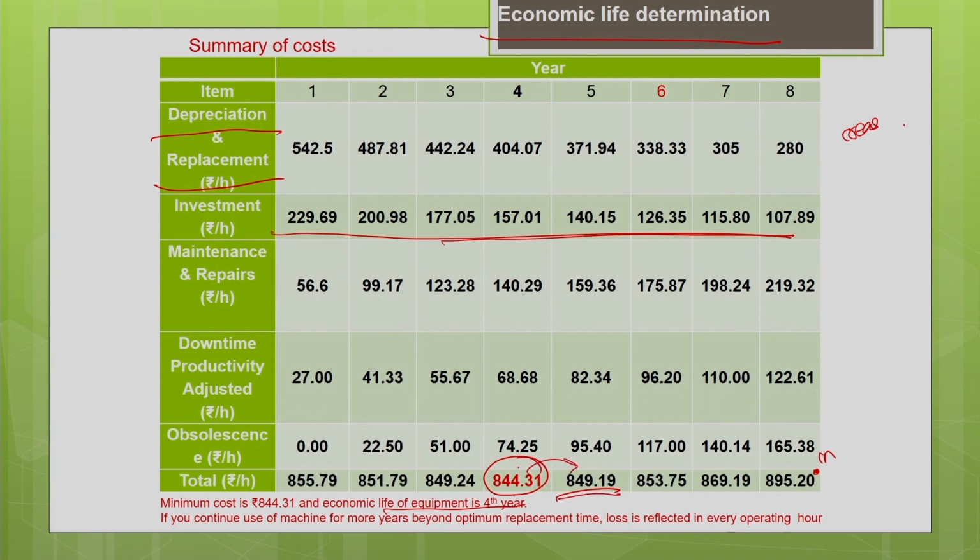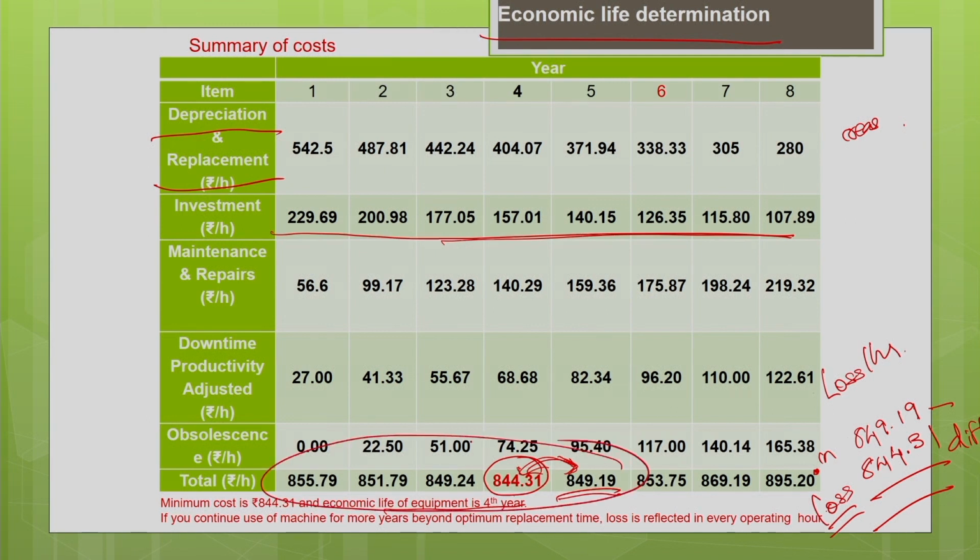So, this difference will be the loss in this: 849.19, okay, minus 844.31. Okay. So, this difference is going to be your loss. So, this loss per hour will be reflected for the entire 5 years. Okay. That is the main thing when we do it on a cumulative basis. Okay. So, I hope you understand.